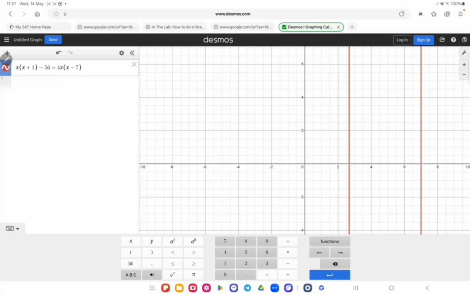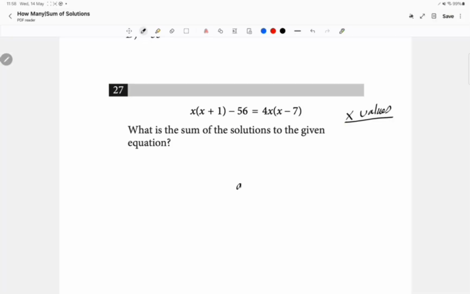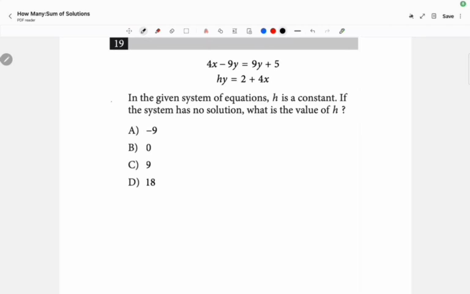We have two x values. We got this one. Let's save it. And we also got this one. Let's also save it. And sum means you have to add them. So you're going to be doing 2.666, just take the first three decimal places, plus 7. And your answer is going to be 9.666.